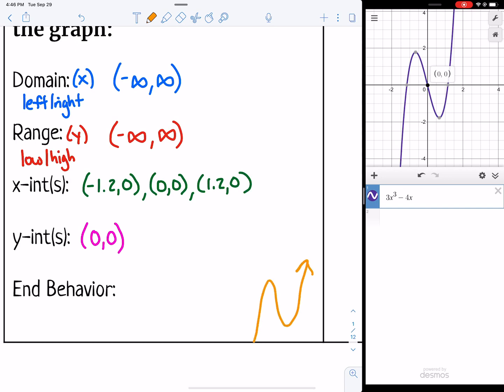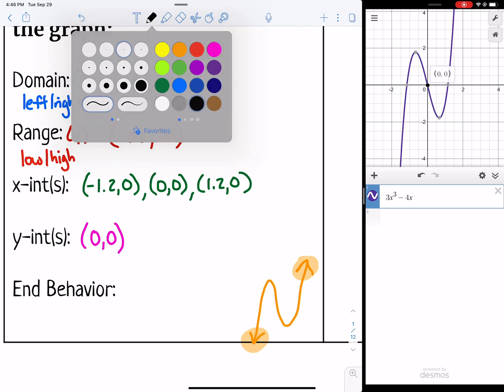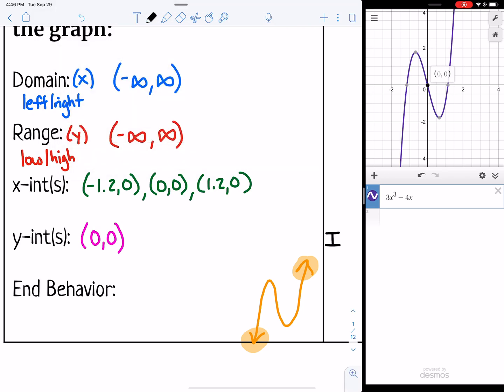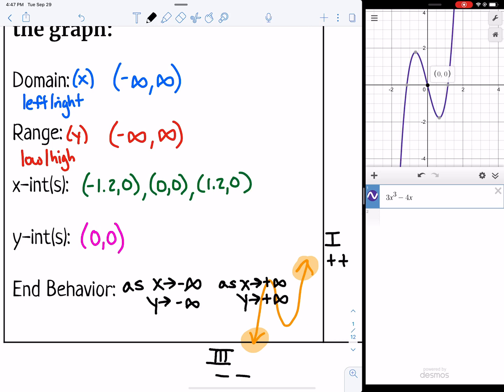Our end behavior: I like to sketch a graph when I can't write on it. So our graph looks like this, and our end behavior is what the ends of our graph are doing. In other words, where are they infinitely going? This first end of my graph is going toward the first quadrant where everything's positive, and the left side of my graph is going toward the third quadrant where x and y are both negative. So we write that out in Math 3 terms and say as x approaches negative infinity, y approaches negative infinity, and as x approaches positive infinity, y also approaches positive infinity.